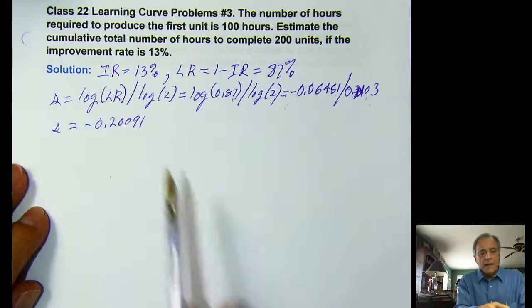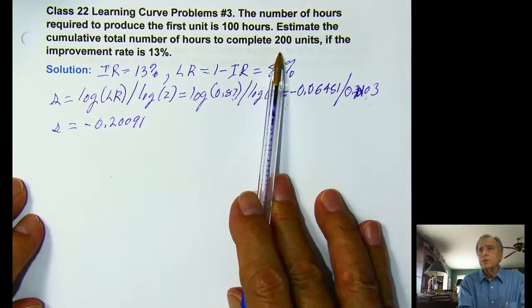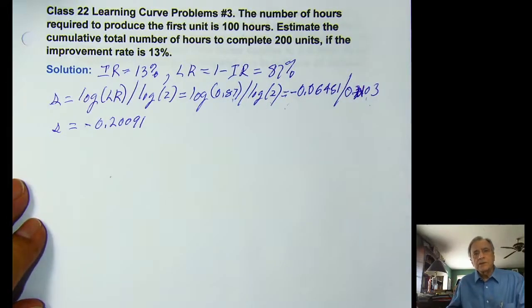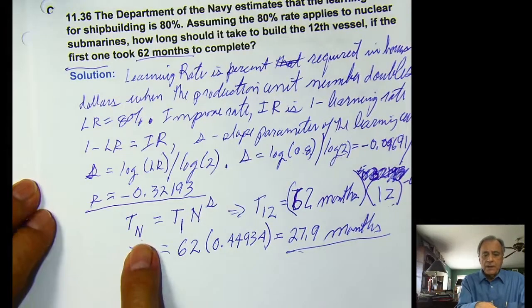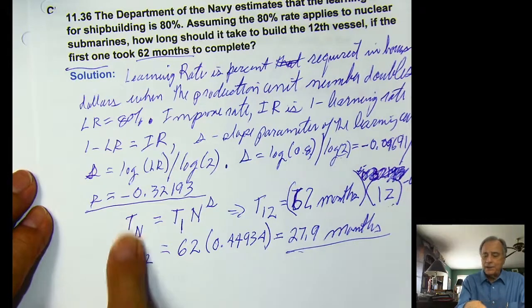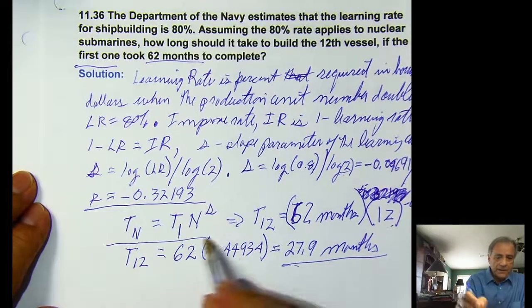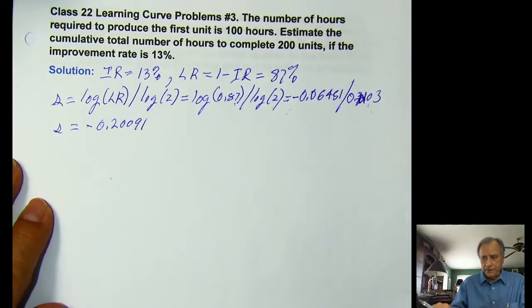Now, we're asking for the cumulative total number of hours for 200 units. Well, in the book, the author doesn't really give us any formula to get that. We would just have to go back to this formula here and calculate it for unit number 1, 2, 3, 4, all the way up to 200. That would give us the cumulative total number. Okay, that's this formula here. Calculate it again and again and again. But I have in my class 22 notes in red ink an approximation formula.